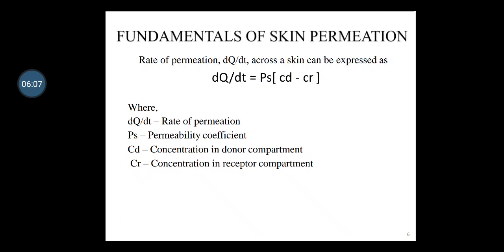So the resistance of the skin, that is your stratum corneum, is basically the first hurdle, you can say, for the diffusion of the drugs, which has to be reduced in order for drug molecules to cross the skin and to maintain the therapeutic level in the blood.